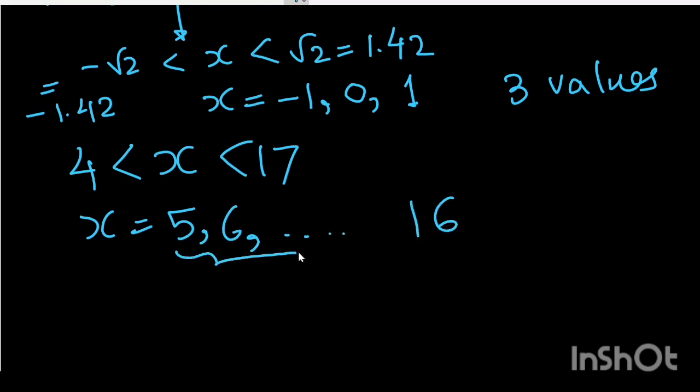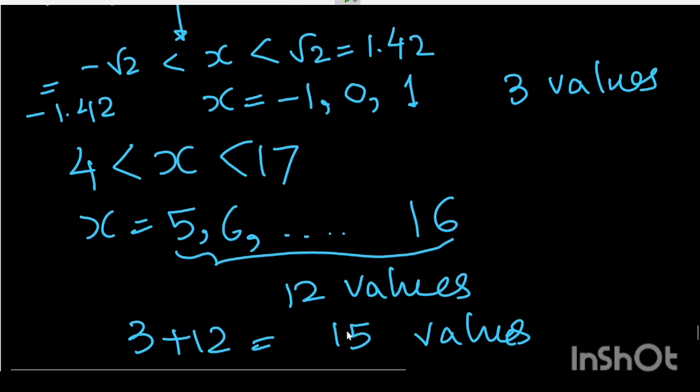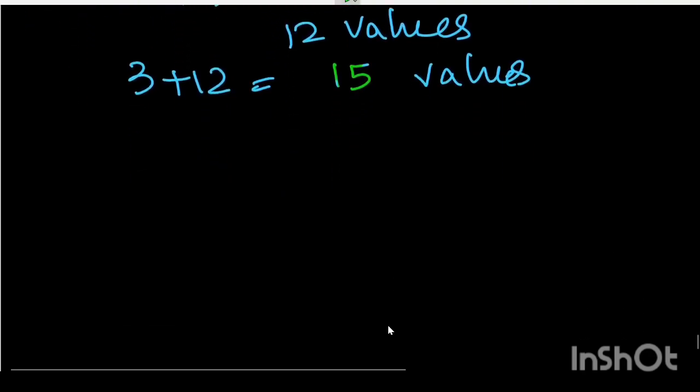So if you count from 5 till 16, how many values will you get? 5 to 10, 6, and 11 to 16, 6, so 12 values. So total integral values are how many? Yes, it is 3 plus 12, 15 values. Answer is 15. Okay, so that way we can do. So integral values are 15.